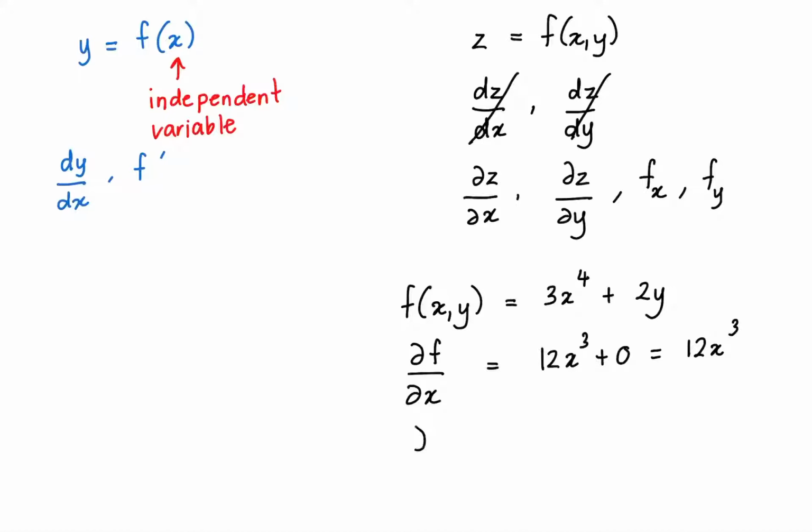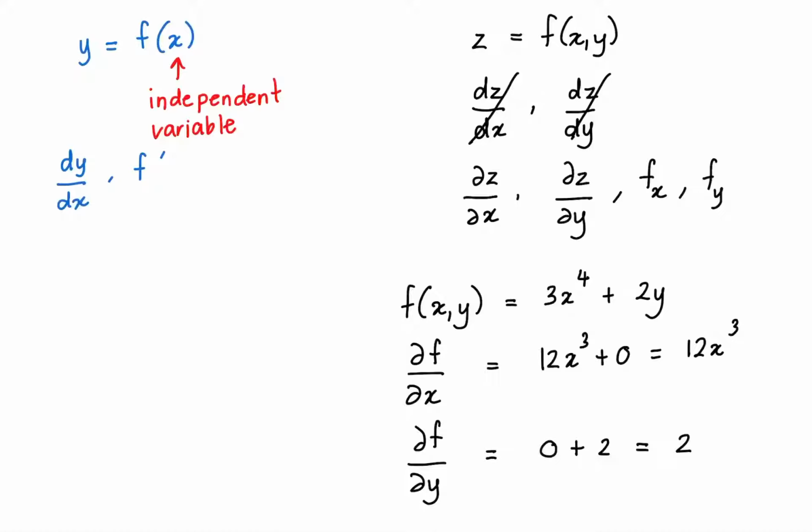Now, if I say using the same function, now find del f by del y. That means y will be taken as variable now and x will be taken as constant. So 3x^4, x is a constant. So that will be 0 there. Plus 2y, differentiating that, you will get 2. So our answer is 2. So differentiating functions with more than one independent variable will depend on which variable you are referring to.